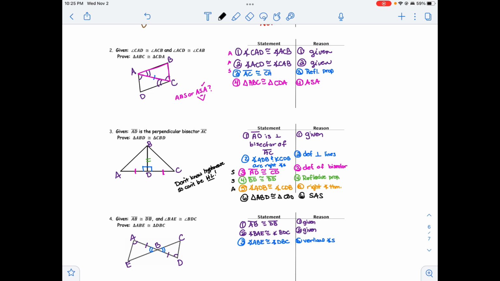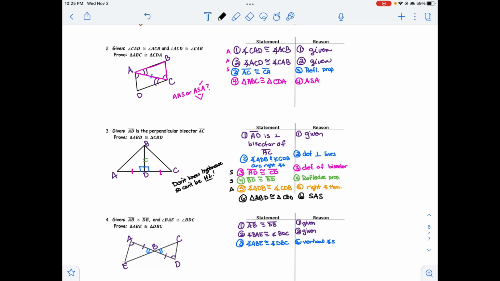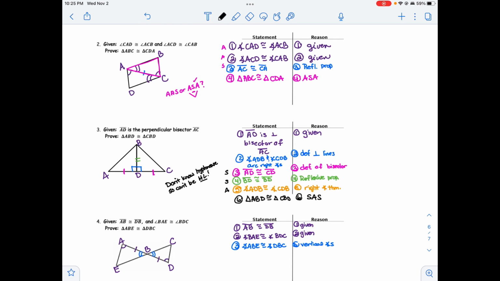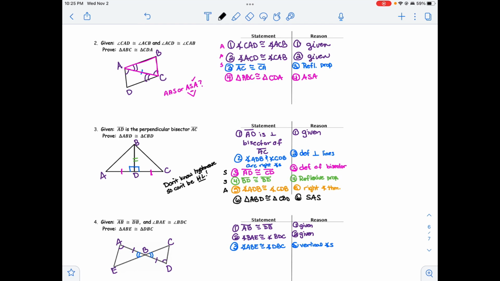Here are your answers for number 2, 3, and 4. Remember that you cannot have a hypotenuse leg unless you actually know hypotenuse, a right angle, and another side. So for number 3, we couldn't have hypotenuse leg for proving, even though we have a right angle. We do not know the hypotenuse, which we know is always diagonally across from the right angle. And in this case, we do not have anything proving that they are congruent or their values are not given. So this would not be hypotenuse leg.